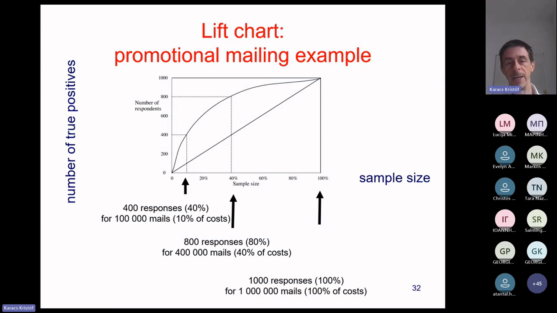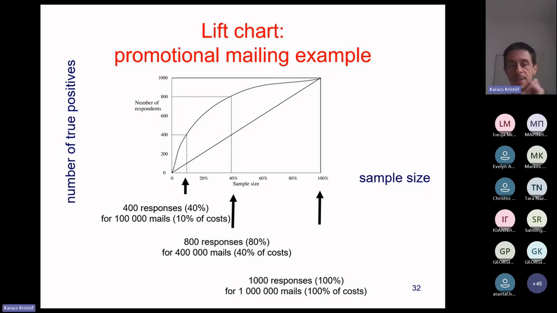But if you are able to identify what is the part of the population where you have higher chances of getting a response from them, then you can decrease the sample size, so the number of mails, to 40% of the original. And because over this population, the actual response ratio is higher, therefore the costs will not be decreased only by 40%.